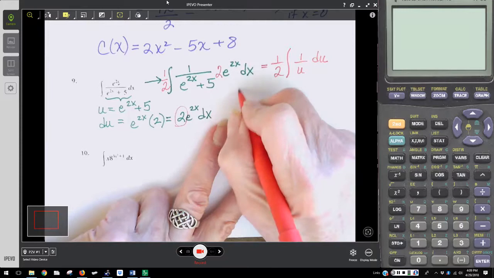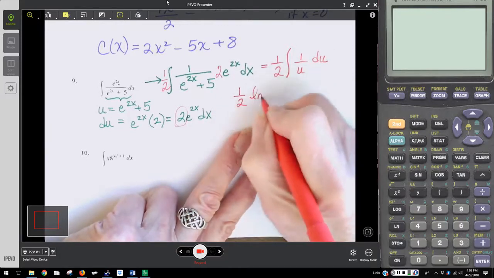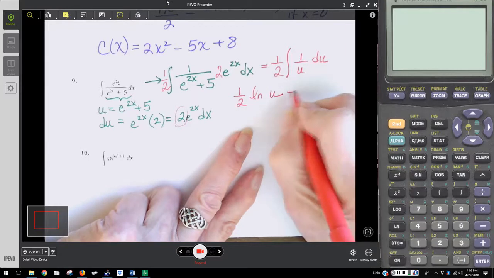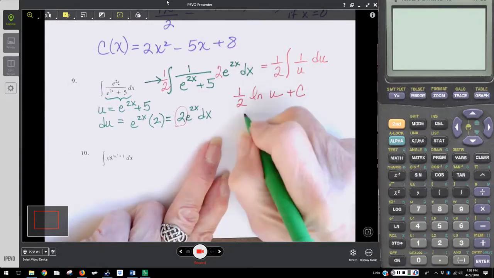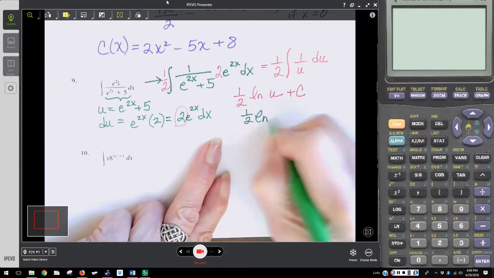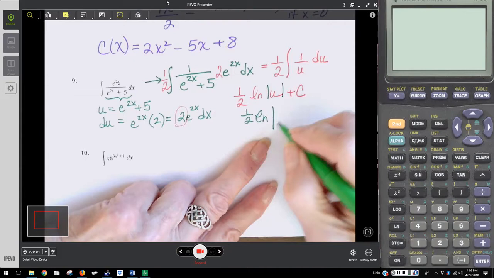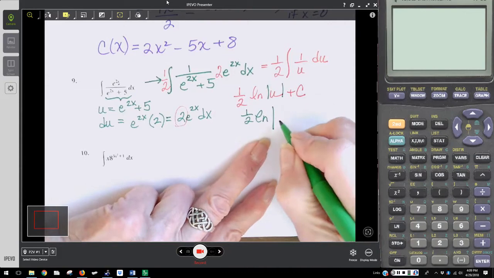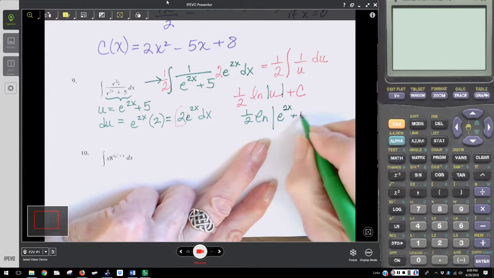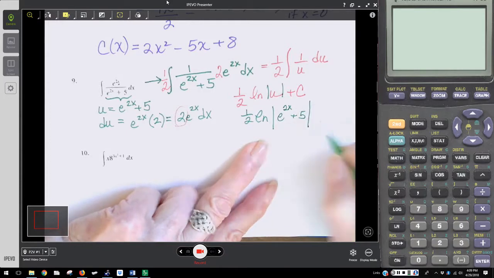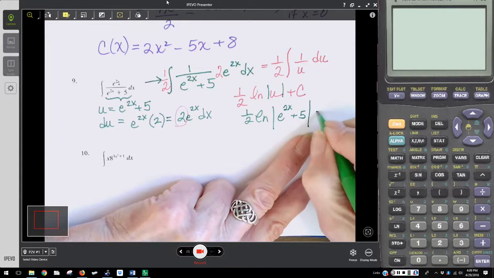So the actual answer is 1/2, and the antiderivative of 1 over u is the natural log of u plus a constant. And then to put it back in terms of the original problem, this would be 1/2 times the natural logarithm, and usually we do the absolute value, although in this case it's redundant. The natural logarithm of e to the 2x plus 5 plus a constant.